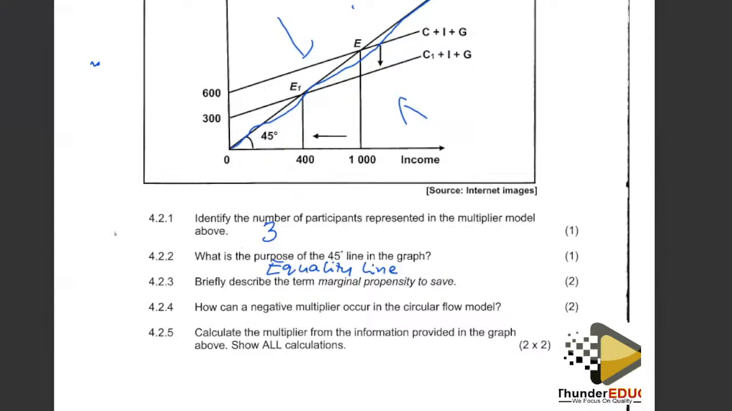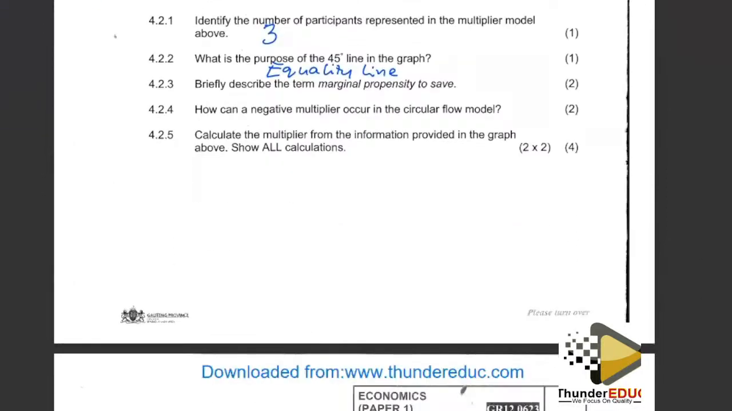So now let's move on to the next question. The next question we are faced with is 4.2.3, and it reads as follows: Briefly describe the term marginal propensity to save. In most cases, when it comes to marginal propensity to save as well as marginal propensity to consume, I know it is very difficult for most grade 12s to differentiate the two. And it is also not easy for them to come up with the correct definition.